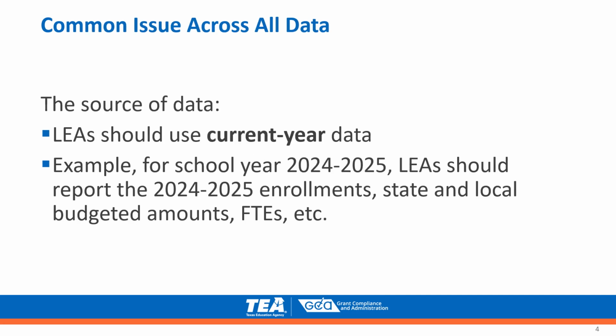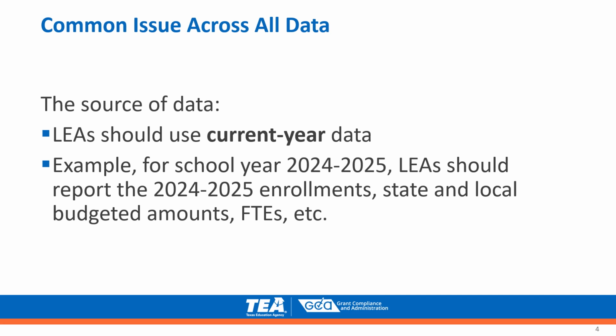One common issue across all data is the source of the data. The fiscal requirements for the comparability requirement are federal law. Because the consequence of non-compliance with the comparability requirement is the return of all Title I Part A funds for the fiscal year, TEA collects the comparability data during the fiscal year under review. This allows for any non-compliant campuses to be brought into compliance with the requirement.